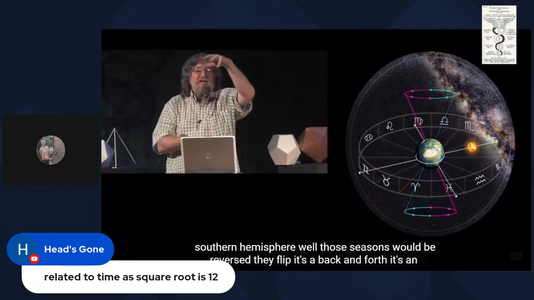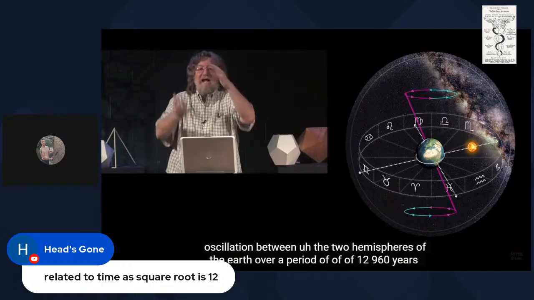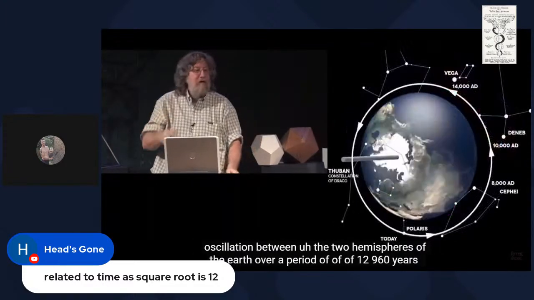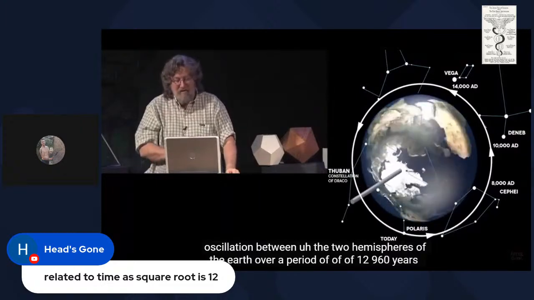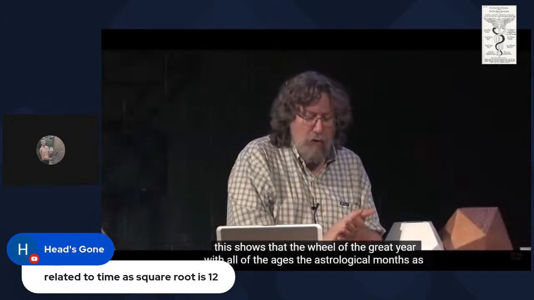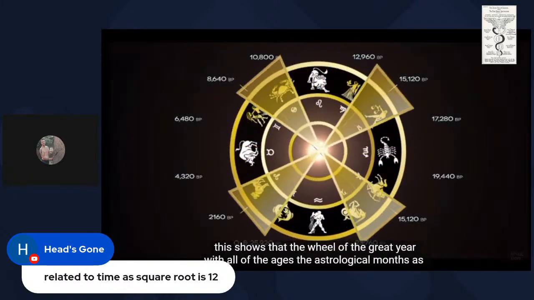Well, those seasons would be reversed. They flip. It's a back and forth. It's an oscillation between the two hemispheres of the Earth over a period of 12,960 years. This shows the wheel of the great year with all of the ages, the astrological months as they're known.